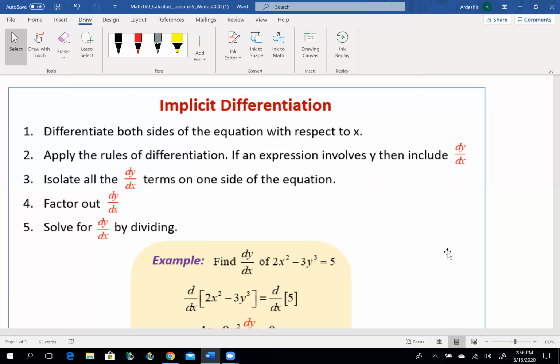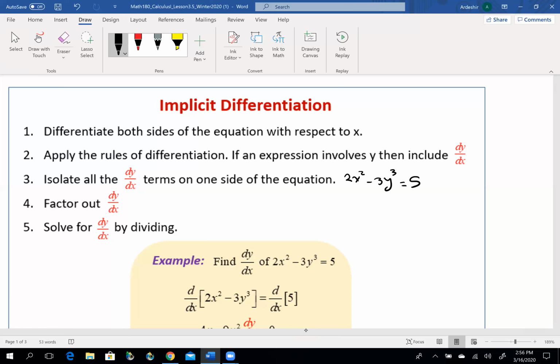So now let's make an example. There is an example here in the Microsoft Word sheet that I sent to you guys on the Canvas for 3.5. Let's do this example together. We have 2x squared minus 3y cubed equal to 5.